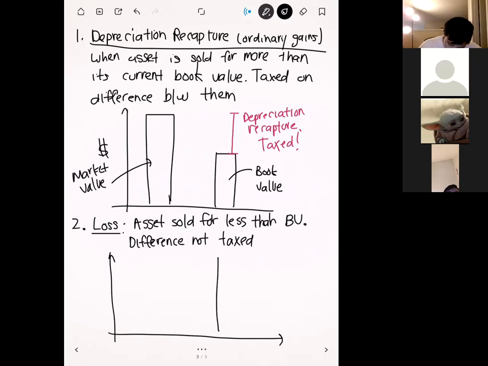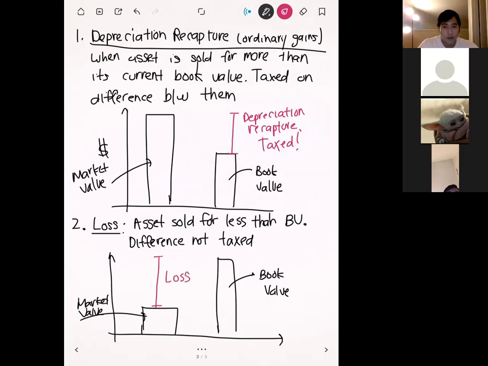Just like before, the one on the right is going to be book value, and here, let's say this is market value. The difference right here is characterized as the loss, and this is not going to get taxed. In fact, what you sold it for is also not going to get taxed. Any questions on this?